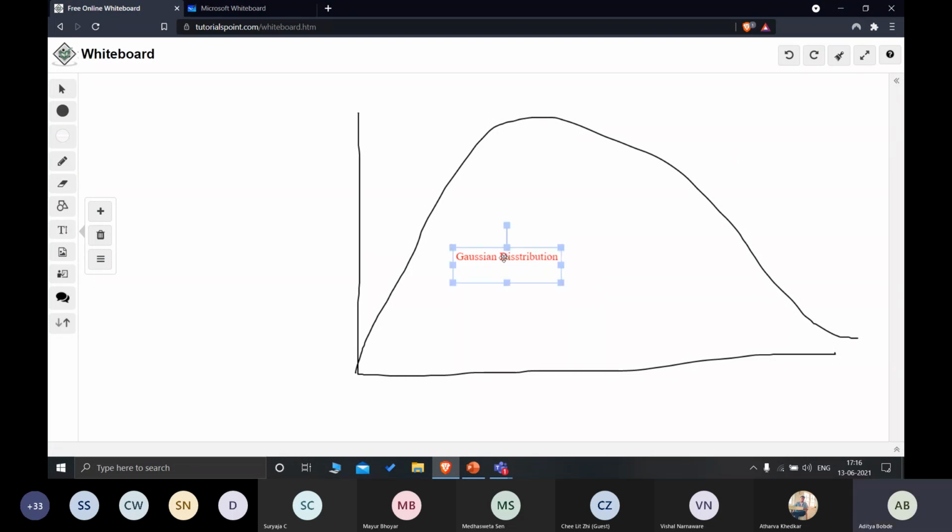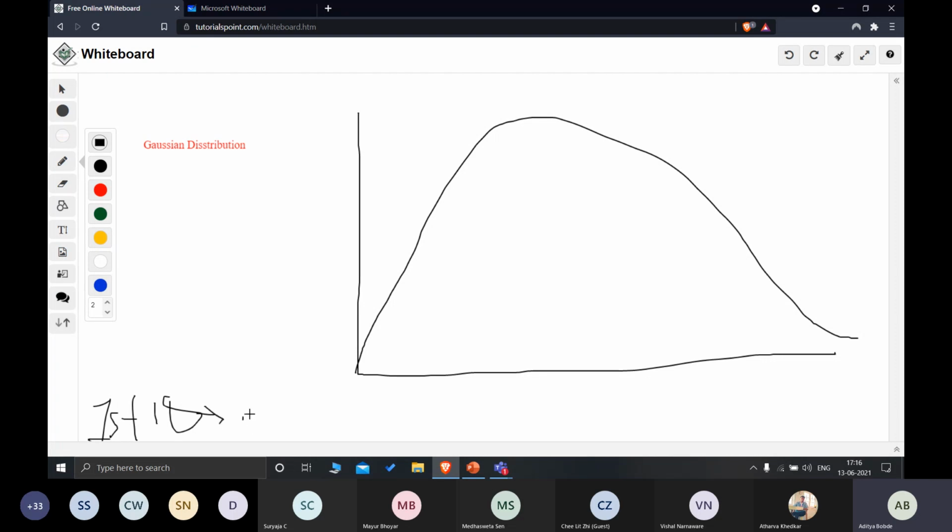What does Gaussian distribution mean? Gaussian distribution means your data will lie at the... let's just take the example of your first year students, or let's say the age group between 18 to 20. So what do we expect for the height of a person in the age group of 18 to 20? It will range from 160 centimeters to 180 centimeters, right?